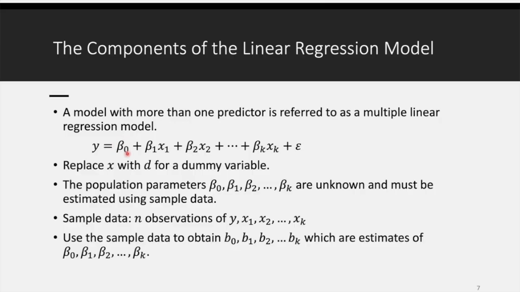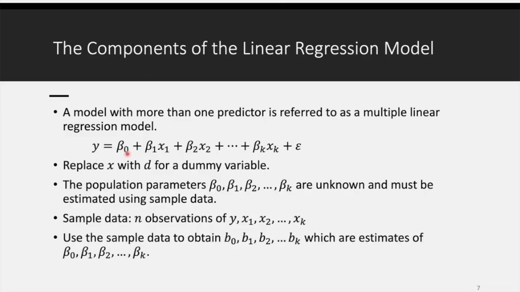What happens if you have a dummy variable? You just replace x with d for a given predictor variable if it's a dummy variable. By the way, just for simplicity, we will refer to the simple linear regression or multiple linear regression as a linear regression model. So linear regression model, as a term, is going to be used for both, either simple or multiple.